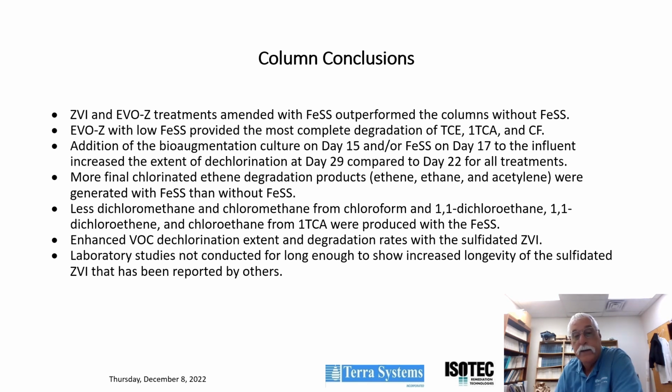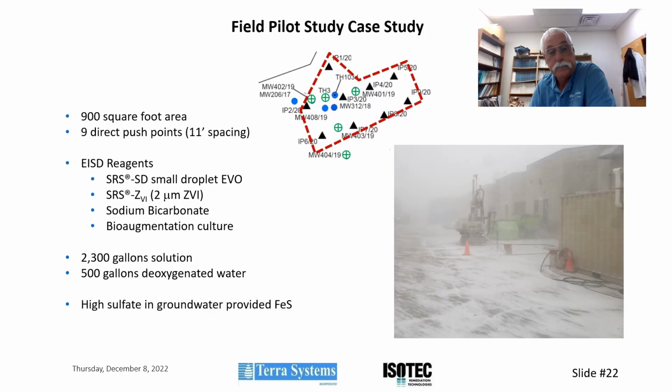More chlorinated ethane degradation products, ethane and acetylene, were generated with the ferrous sulfide than without the ferrous sulfide. Less dichloromethane and chloromethane from chloroform, and 1,1-dichloroethane and chloroethane from TCA were generated with the ferrous sulfide. Enhanced VOC dechlorination extended degradation rates with the sulfidated ZVI. The laboratory studies were not long enough to be able to show the increased longevity of the sulfidated ZVI that's been reported by others.